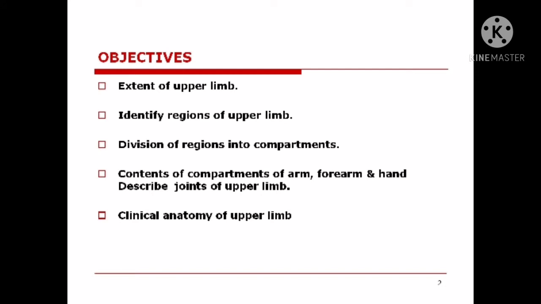The objectives of this lecture will be to know the extent of the upper limb, to identify the regions of the upper limb, the divisions of regions into compartments, the contents of the compartments of arm, forearm, and hand, and to describe the joints of the upper limb, and lastly, the clinical anatomy of the upper limb.